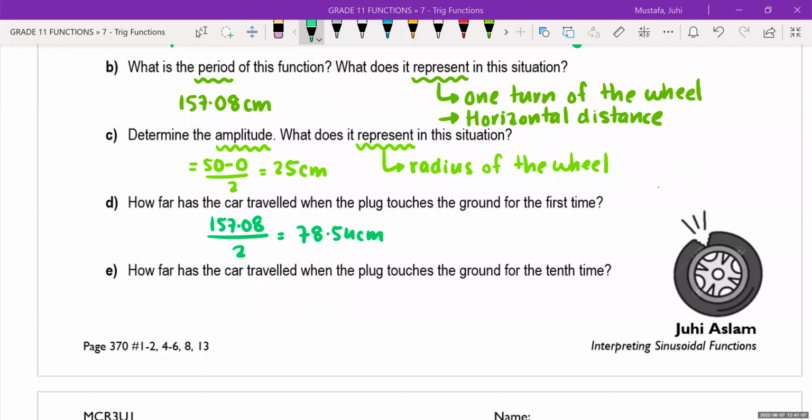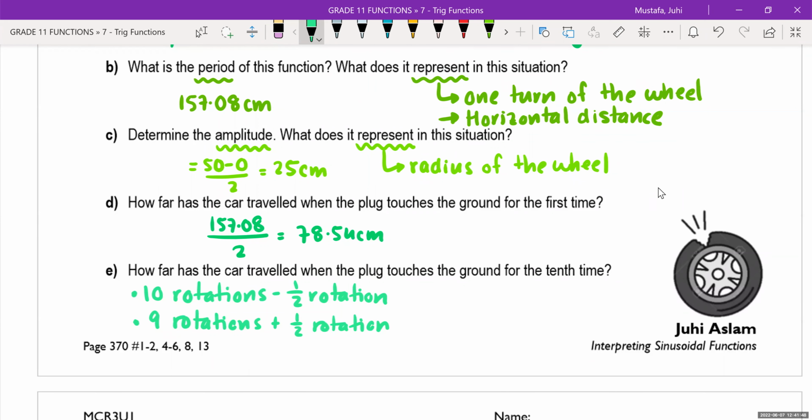Yep, you're absolutely right. So there are actually two different ways you can think about this. We know the plug started at the top and then it went to the bottom. And then from there, you want to know when was the 10th time it reached the bottom. So you can think of it as 10 full rotations of the wheel, but then you have to subtract half a rotation. Because if you do 10 full rotations, the plug actually reaches back at the top. So to get the 10th time it touches the ground, you have to subtract half a rotation. Or you can think of it as 9 full rotations, and then you add half a rotation.